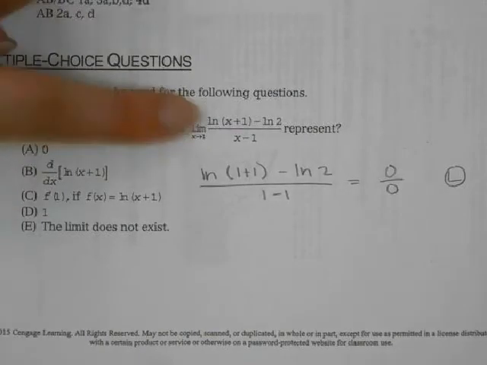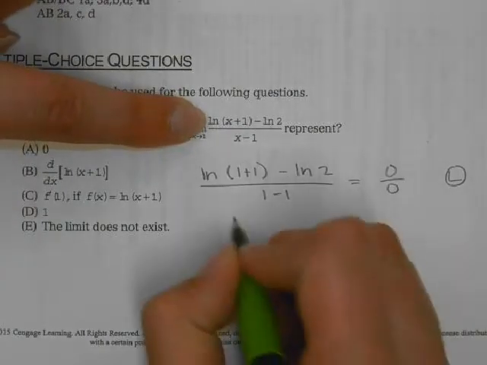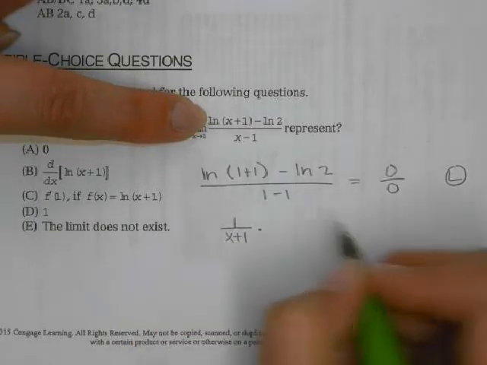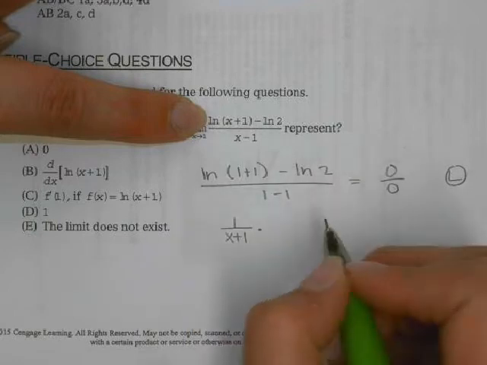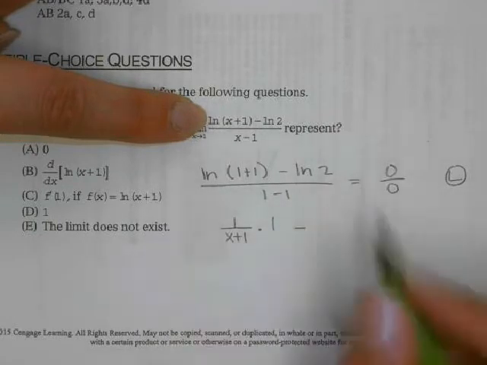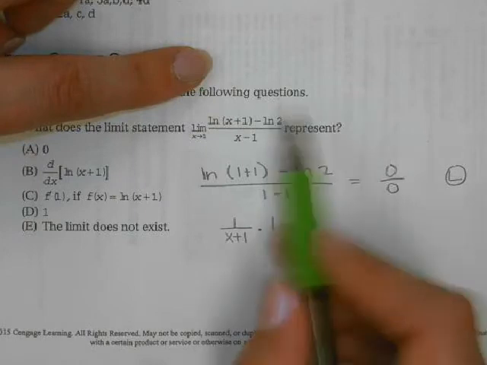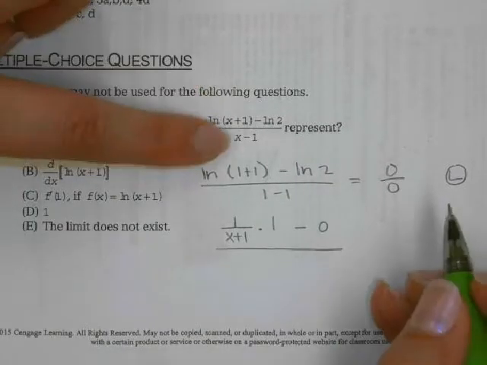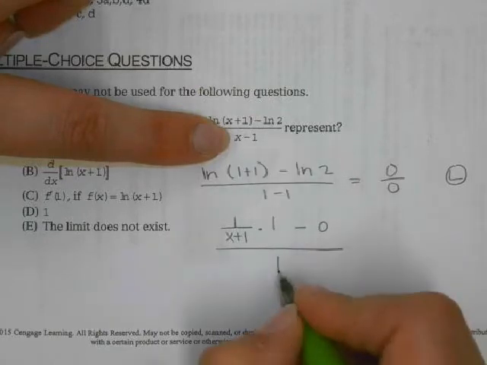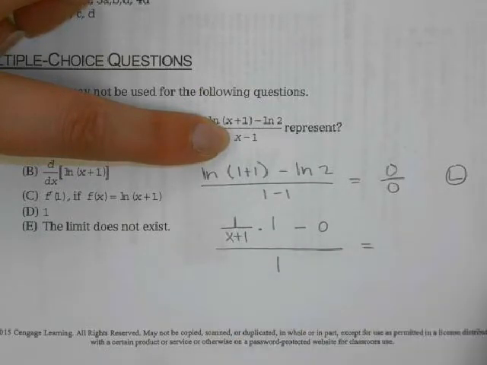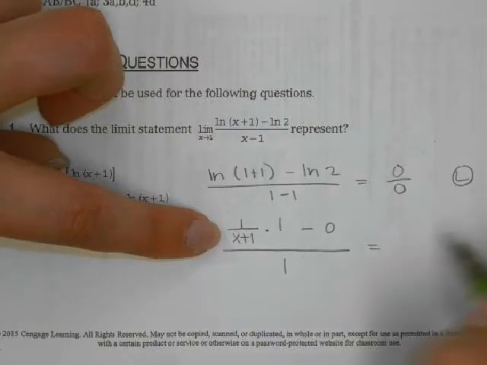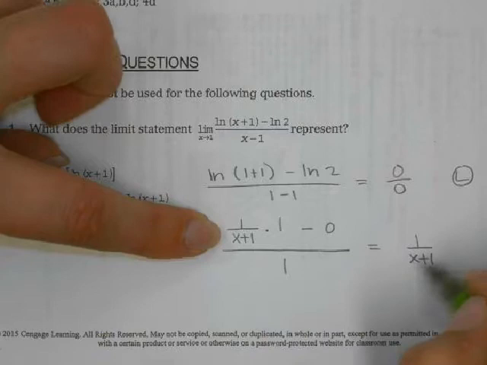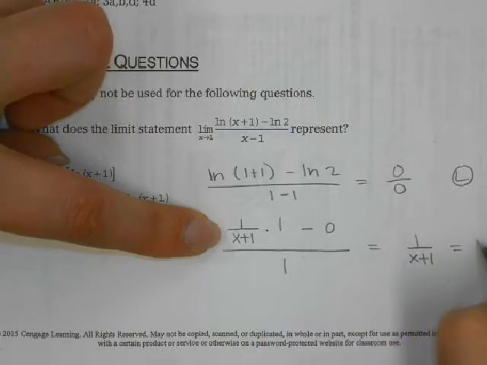So the derivative of ln is 1 over the inside times the derivative of the inside, so the derivative of x is 1, minus ln 2 is just a number, and the derivative of a number is 0. And then on the bottom, the derivative of x minus 1 is just 1. So that simplifies to be 1 over x plus 1. And again, I can do direct substitution there. And if I plug 1 in for x, that gives me 1/2.